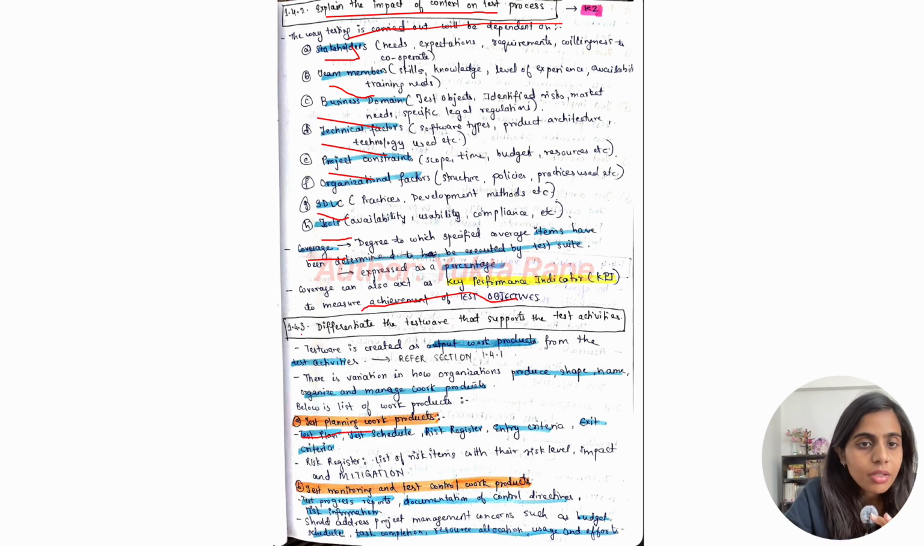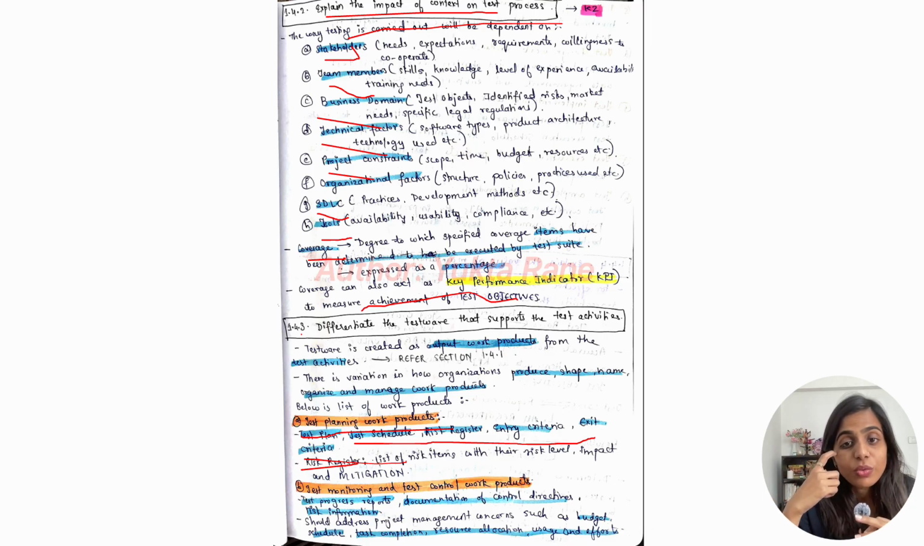So the test planning work products. We will now think logically. What will be the output? For test planning, what we saw earlier was we will be defining what we need to test. So test plan, test schedule, risk register, entry criteria, exit criteria, everything will be a part of test planning. Risk register is basically a list of risk items. What is the level of risk, impact, and mitigation on how to address the risk or how to reduce the risk.